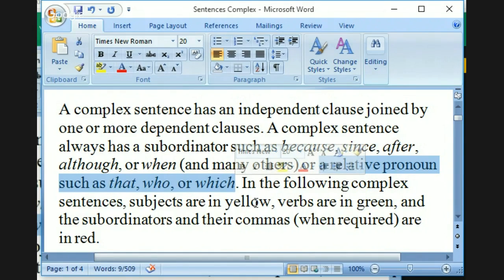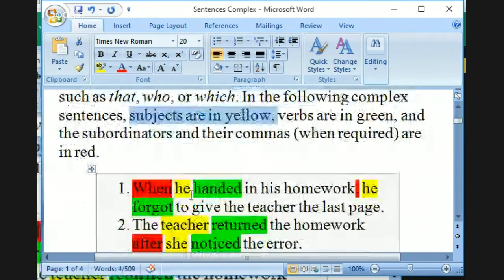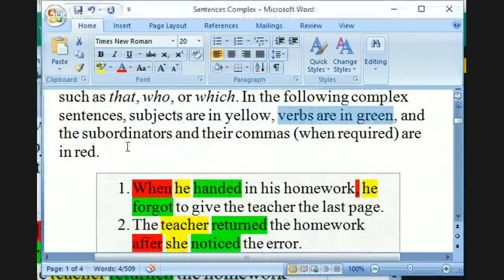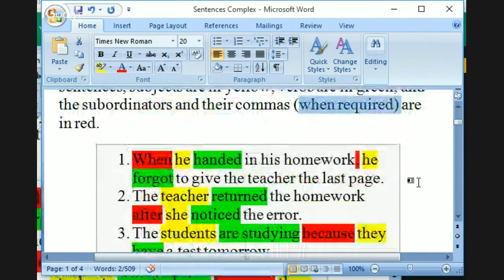In the examples that we're going to look at now, the subjects are highlighted in yellow. Verbs are in green, and the subordinators and their corresponding necessary commas, when required, are in red. For example, here are five examples of complex sentences. When is the subordinator. This is a time subordinator.